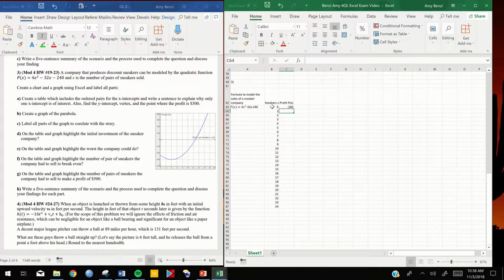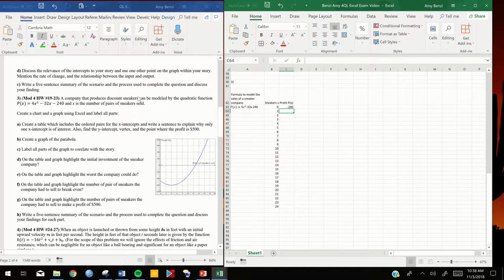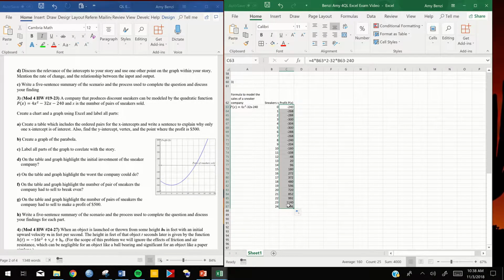And hopefully you can see if I sell 0 pair of sneakers, I am at negative 240. It does not say that in the story, but it's something that we're going to discuss, that the initial investment was $240. All right, so I'm going to double click, and voila, I have this nice set of data.